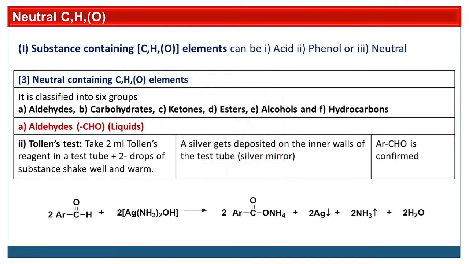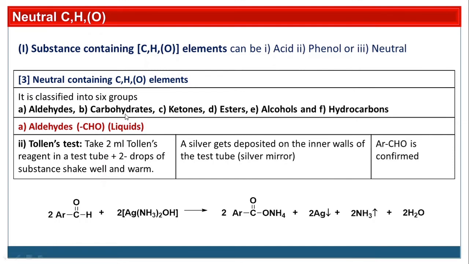What is the reaction? See, this is the reaction. Aldehydes react with the Tollens reagent. So this is the formula for Tollens reagent: Ag(NH3)2OH. This is the Tollens reagent. It is an oxidizing reagent. So oxidation of this aldehyde into acid forms a salt, and this silver is getting deposited on the inner wall of the test tube. That's why this is called a silver mirror test. So the inference is aldehyde is present and confirmed.